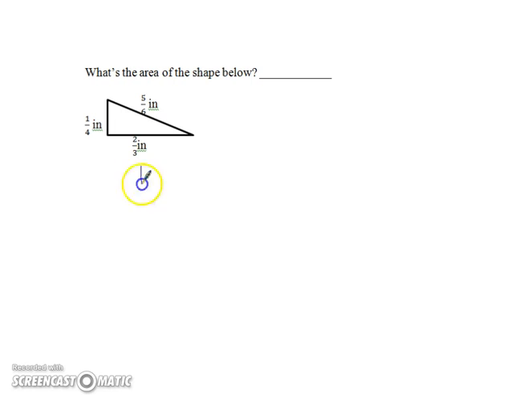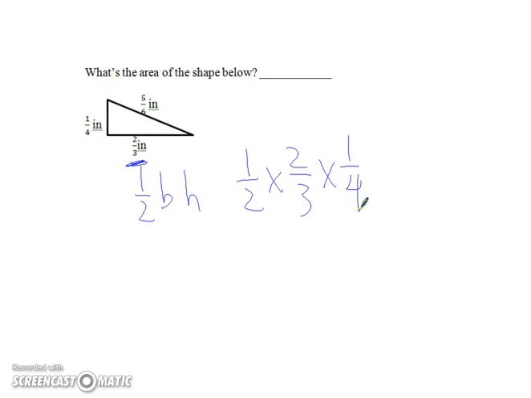Area of the shape below, it's a triangle, so we got 1/2 base times height again. So 1/2 times my base, which is the bottom it's sitting on, 2/3, times my height. There's not an arrow this time because this triangle has a right angle, so it's already going straight up and down. So times 1/4.